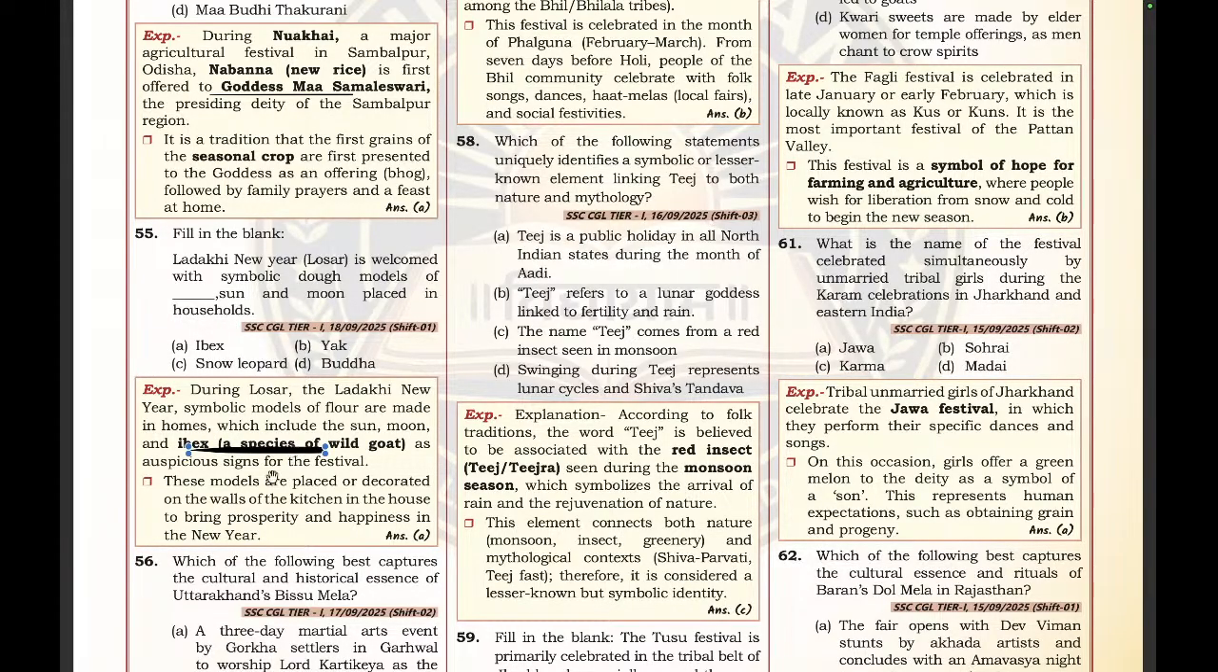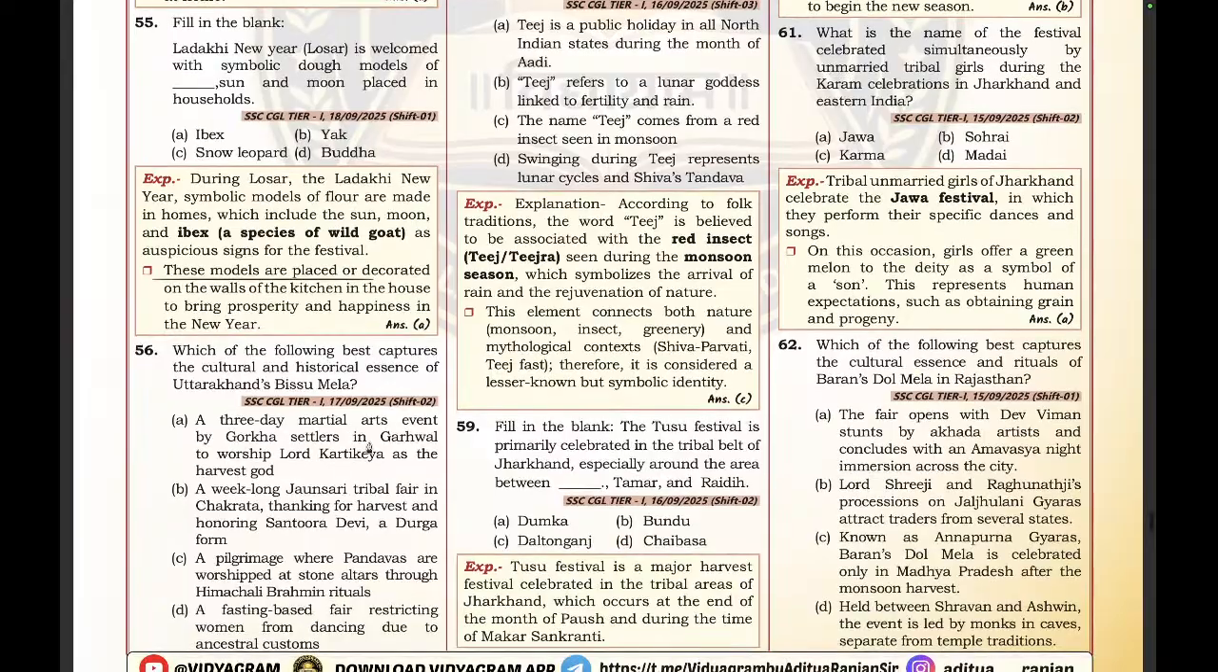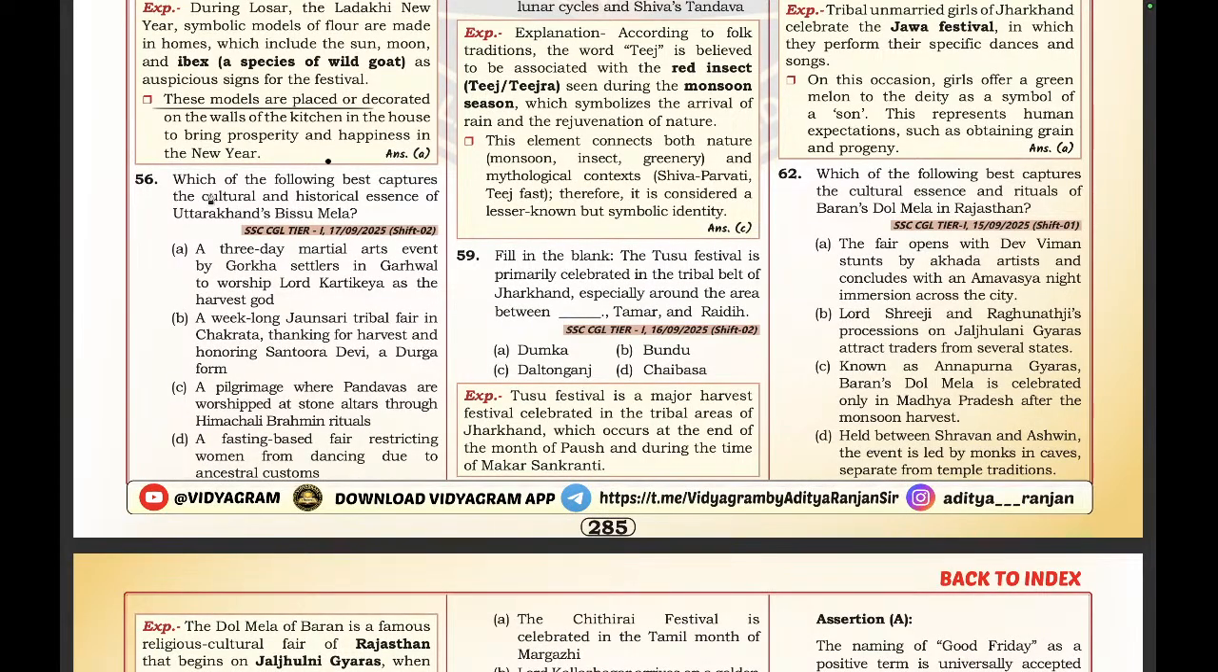Okay, it is like Barasingha, or we can say it is a mixture of deer with a horn. Okay, so these models are praised or decorated on the walls of the kitchen in the house to bring prosperity and happiness in the new year. Which of the following best captures the cultural and the historical essence of Bitsu Mela?